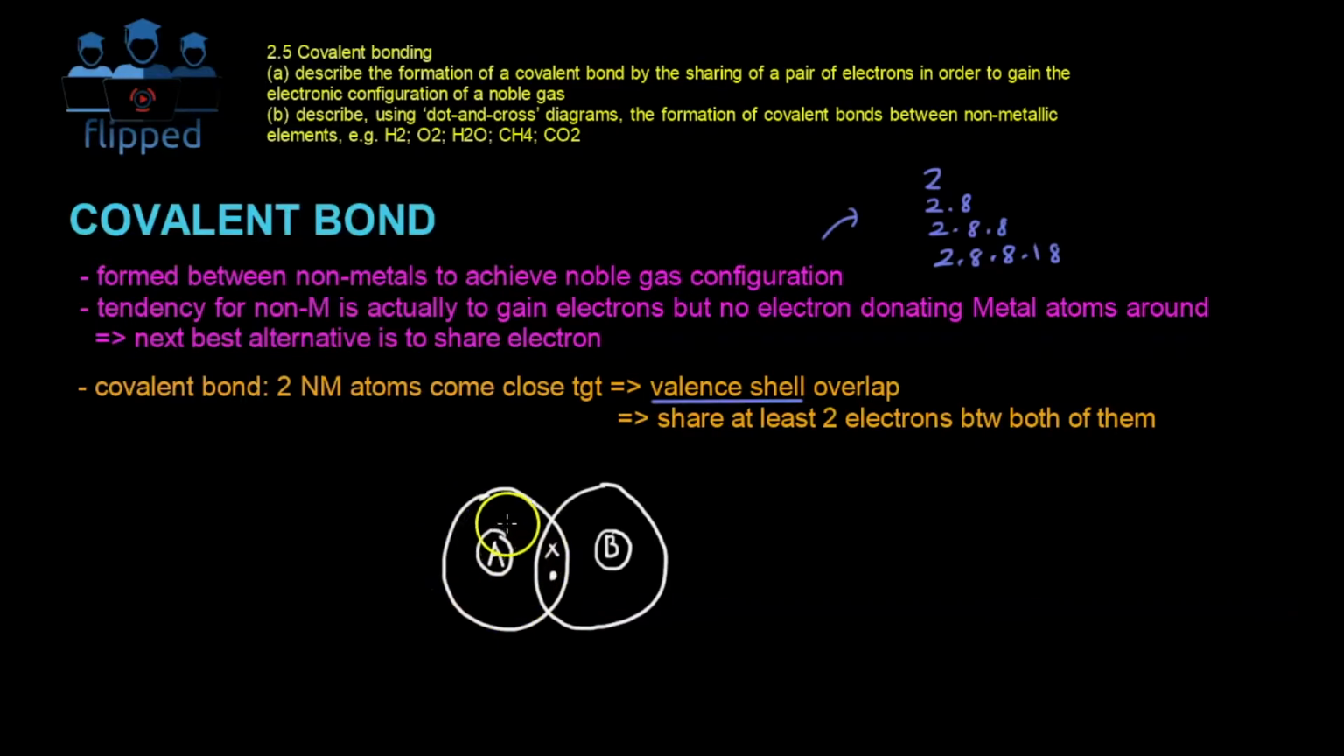They do not overlap for the first and second shell, but only the valence shell, in this case the third shell, overlaps. And they must share at least 2 electrons between them. If they only share 1 electron, it's not considered a covalent bond. We'll talk about how many electrons they can share later. This is how a diagram will look: this is atom A, this is atom B. When they form a covalent bond, it's really just this overlapping of space which contains electrons.